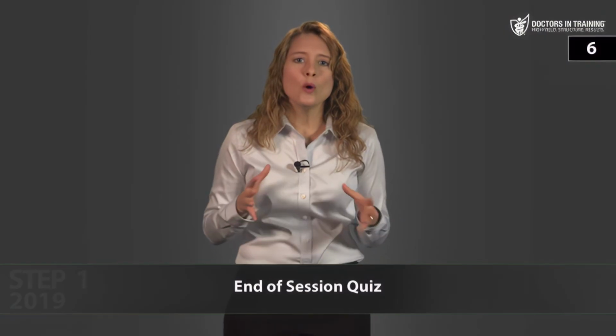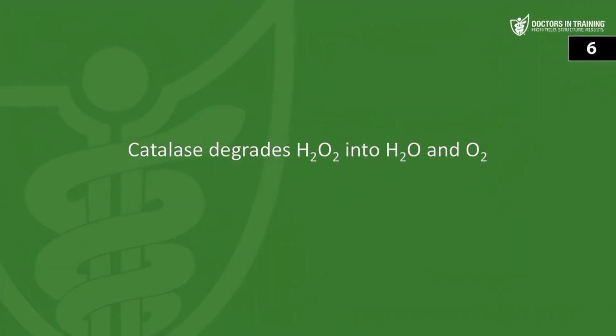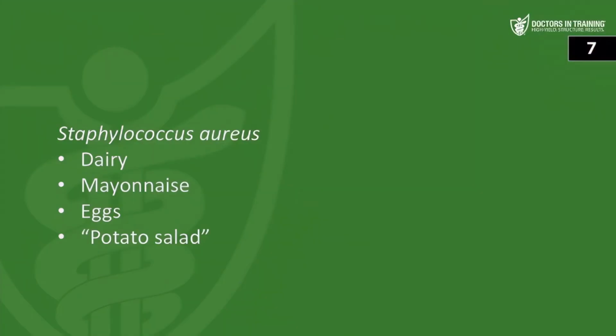Next question, what is the function of catalase? It degrades hydrogen peroxide into water and oxygen. Next, 1 hour after eating potato salad at a picnic, an entire family begins to vomit. After about 10 hours, they were better. What is the organism? This is Staph aureus.